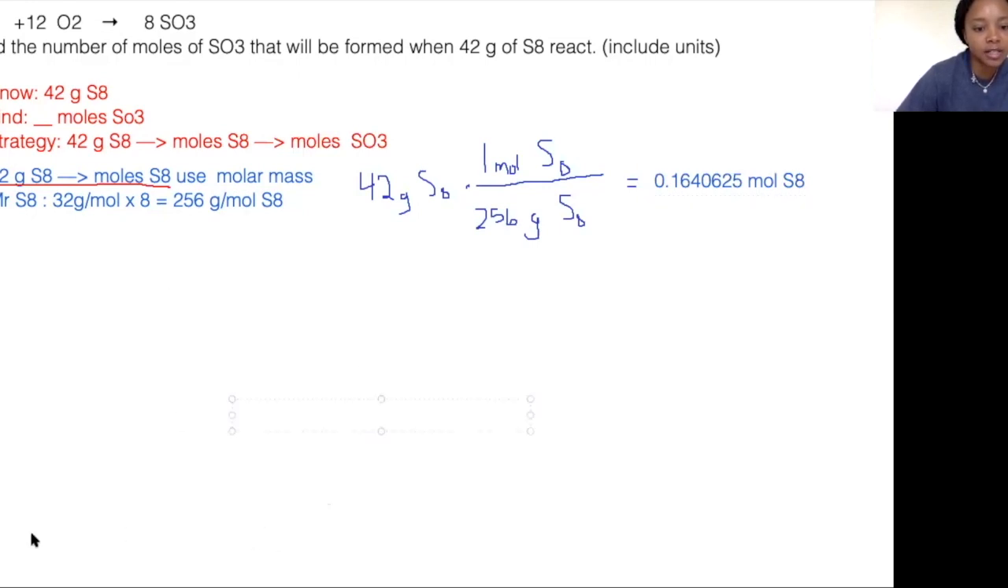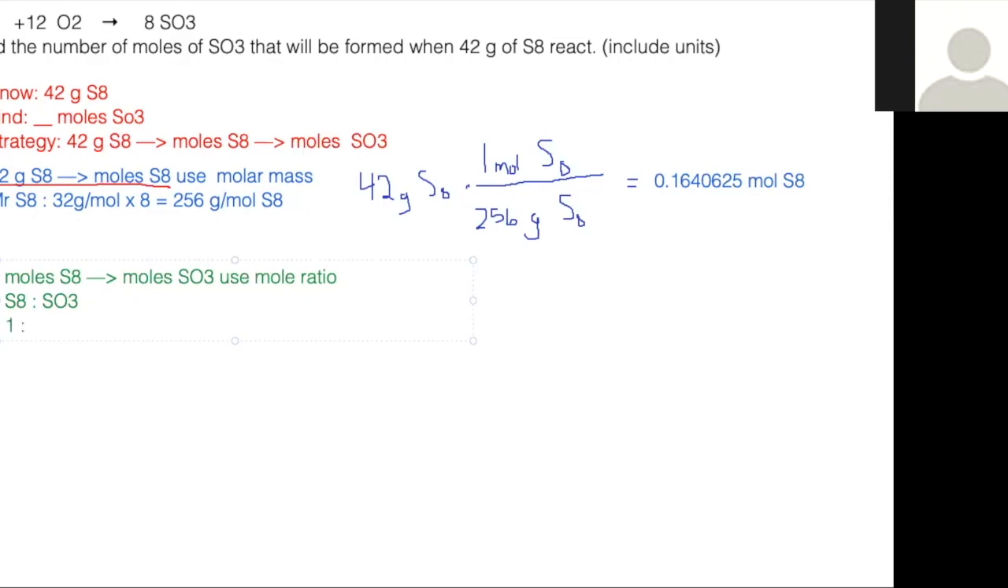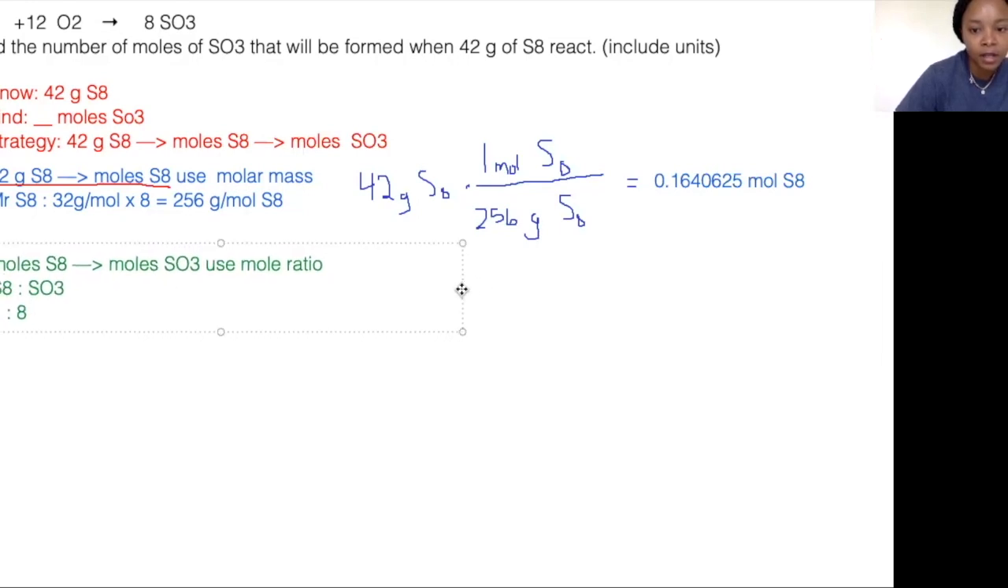Okay, let's move on to our next color. Step 1 is done. So this one, what are we starting with? Now you gotta do the mole ratio. We're going from moles of S8 to moles of SO3. Use mole ratio. What's the mole ratio of S8 to SO3? S8 is 1 to 8. How did you know that? From the equation.